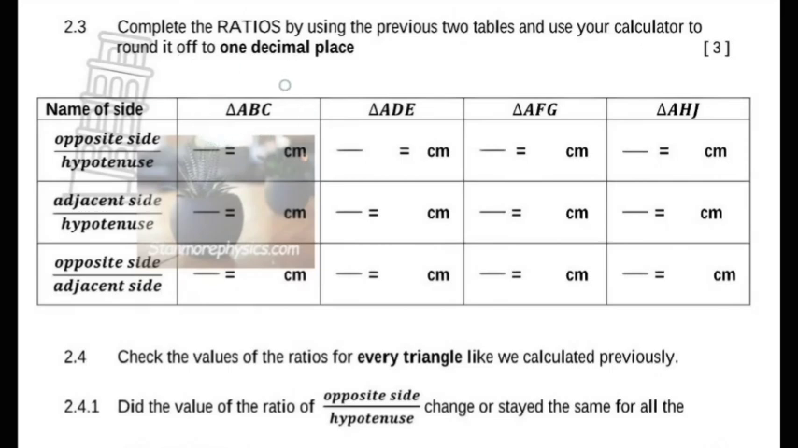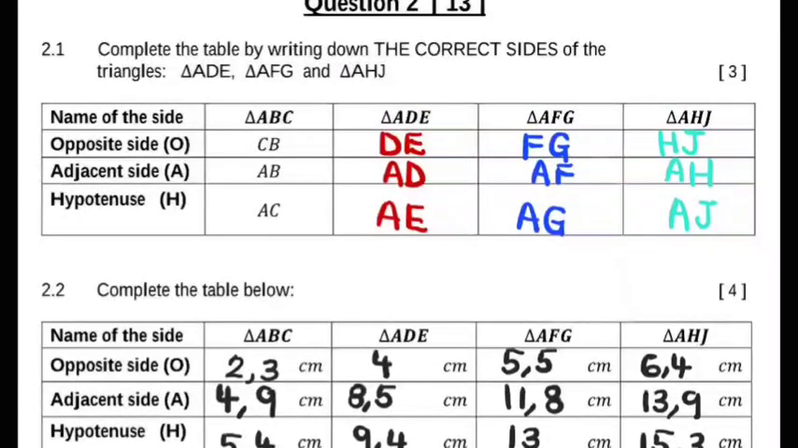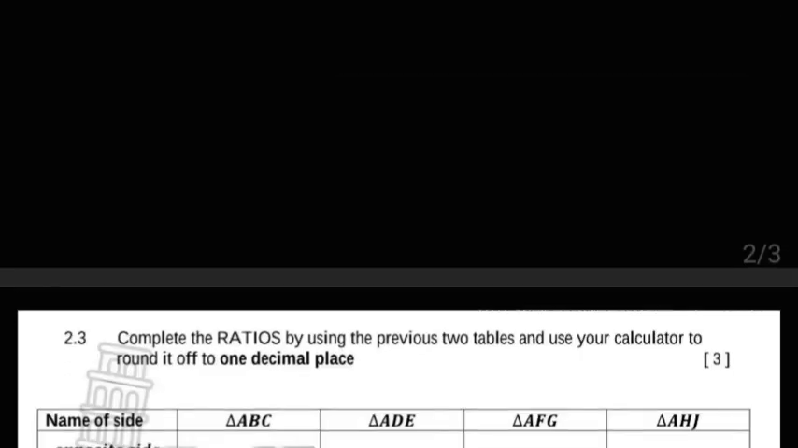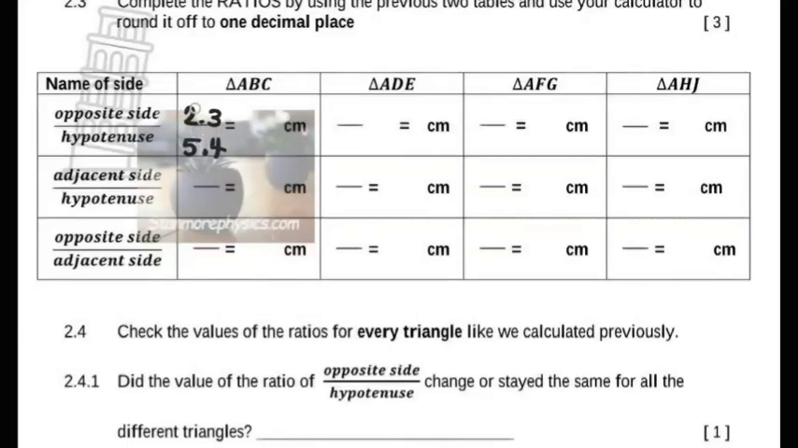Now firstly, we're working with triangle ABC, and they want us to get the opposite side over the hypotenuse. So let's scroll back up to where we had these values. For ABC, and we're making use of table 2.2, the opposite side was 2.3, the hypotenuse was 5.4. Let's fill that in. So there we have it, 2.3 over 5.4. Now let's put this on the calculator and get it as 1 decimal place. As 1 decimal place, your answer will be 0.4.